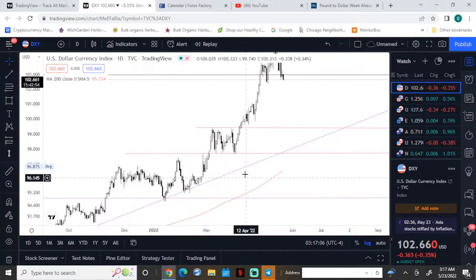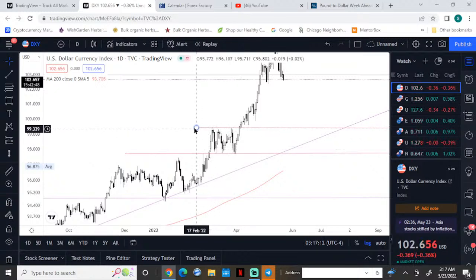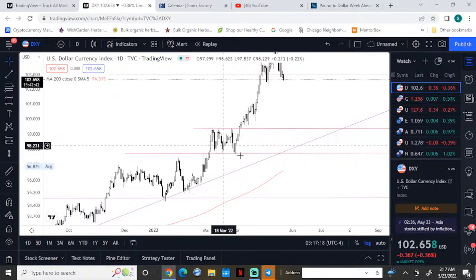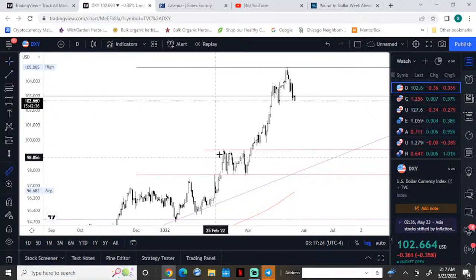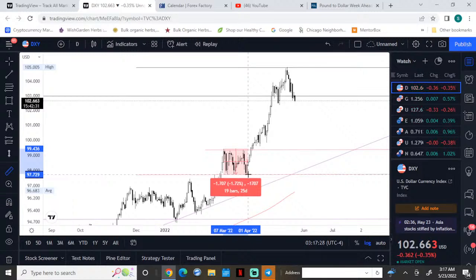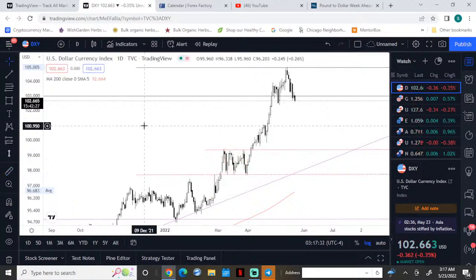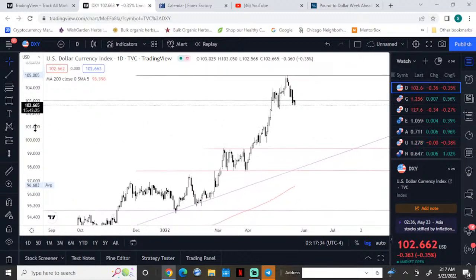And I like to draw mine on the wick, especially if we get perfect touches. If I don't, then I'll bring it up to the body. So it just depends. Like this one right here. So that was definitely some consolidation right there. Let's see how long it consolidated for. 25 days. Ooh. Okay.